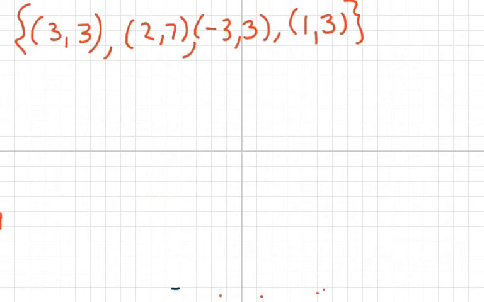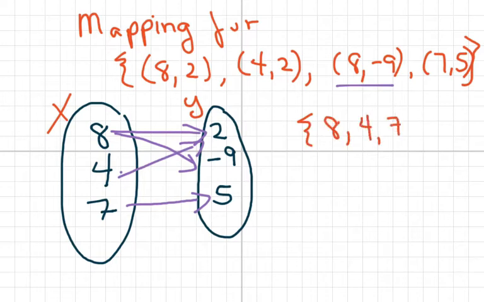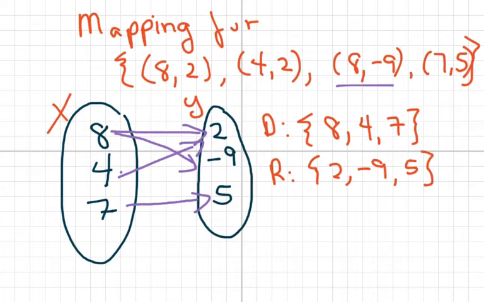All right. And now you have to state the domain and range. So your domain is just your X values, and your range is just your Y. So your domain is going to be 8, 4, 7. That's your domain. And your range is going to be 2, -9, 5.